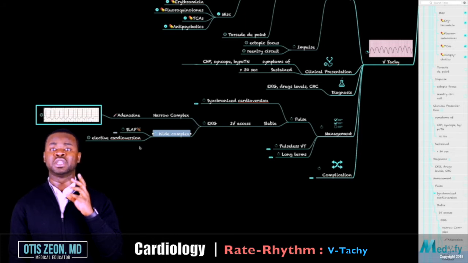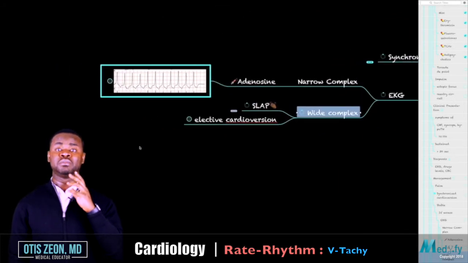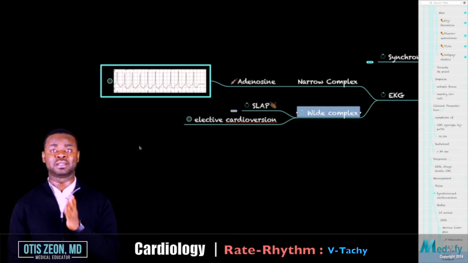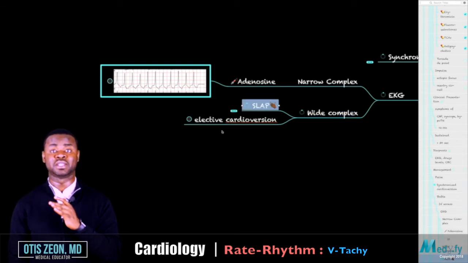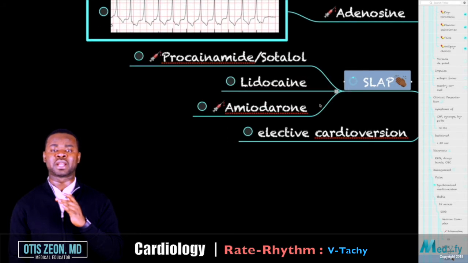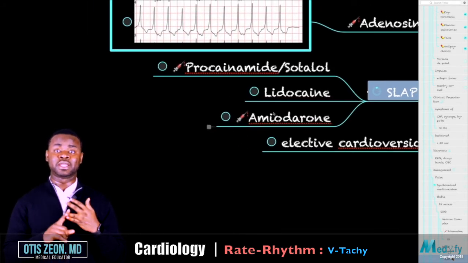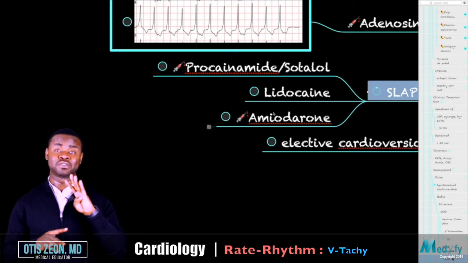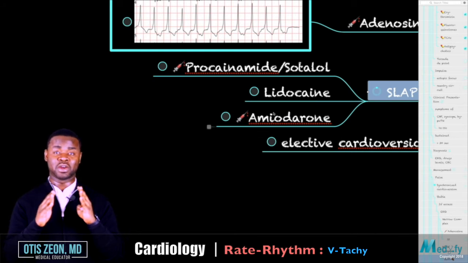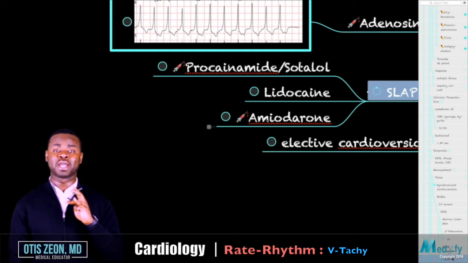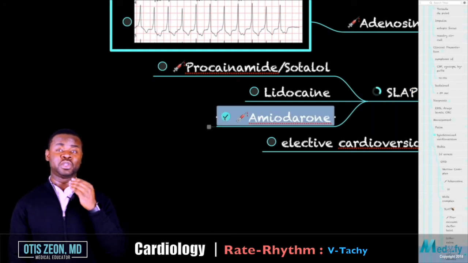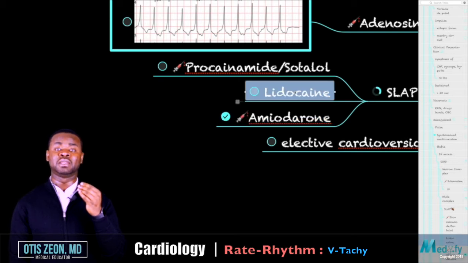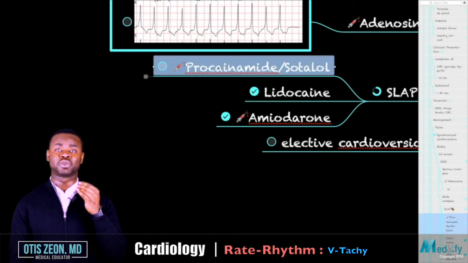In these individuals, you will give a combination of drugs, which I created a mnemonic for called SLAP, S-L-A-P. What does SLAP stand for? SLAP is a mnemonic I created. It stands for sotalol, lidocaine, amiodarone, procainamide. These are the four kinds of drugs that you may give to a person with wide complex ventricular tachycardia. The most common that is given in your clinical vignette is amiodarone. So memorize amiodarone. But if they do not give you amiodarone, lidocaine will more likely be the second choice they will give you. And if they don't give you lidocaine, the third choice will be procainamide.